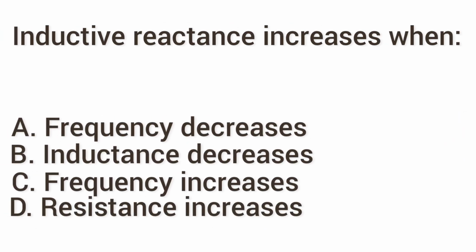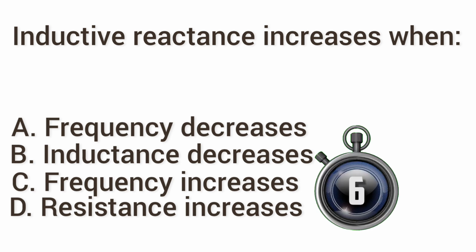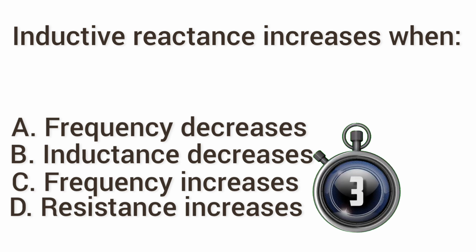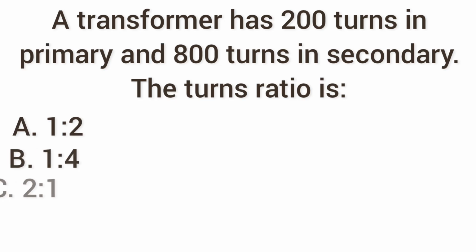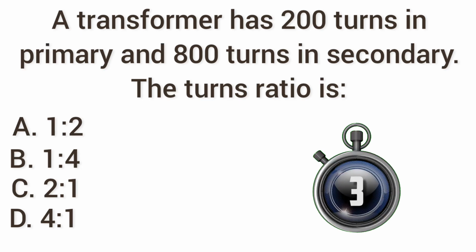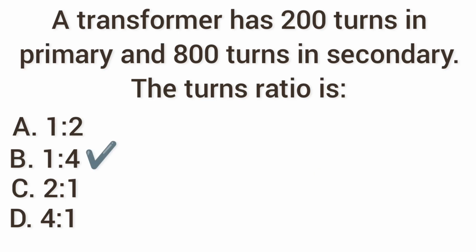Inductive reactance increases when. Right option is frequency increases. A transformer has 200 turns in primary and 800 turns in secondary. The turn ratio is. Right option is B, 1:4.